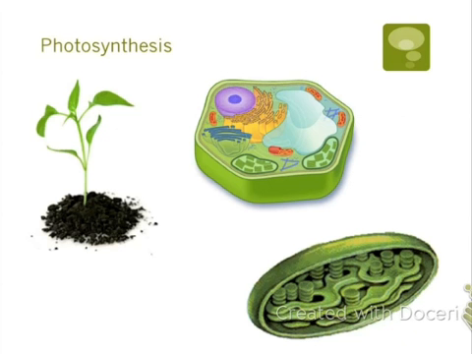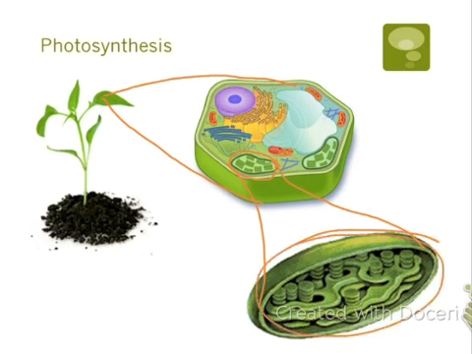Where does photosynthesis happen? Well, if we take our plant here, we can zoom in on the plant cell. Inside the plant cell, there are structures called chloroplasts. So if we zoom in on the chloroplasts, we can see what one of these structures looks like, and this is where photosynthesis occurs.